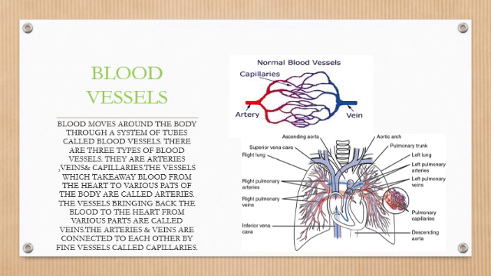Okay children, so this is regarding the blood vessels. Hope you understood what we discussed today children, that is regarding the heart and the blood vessels.